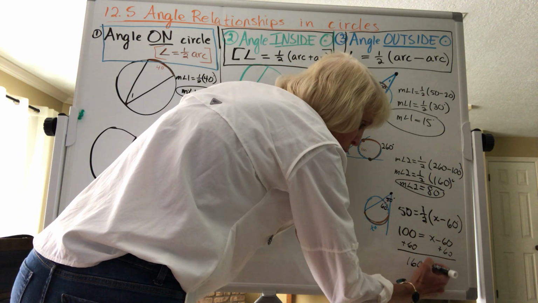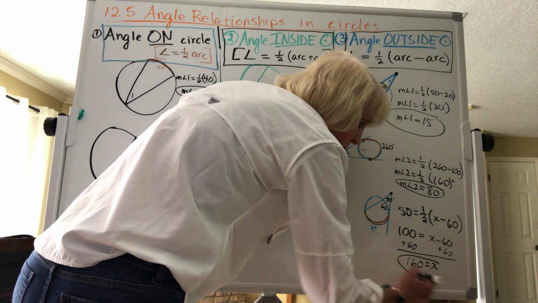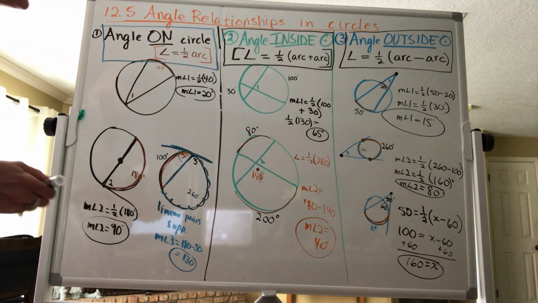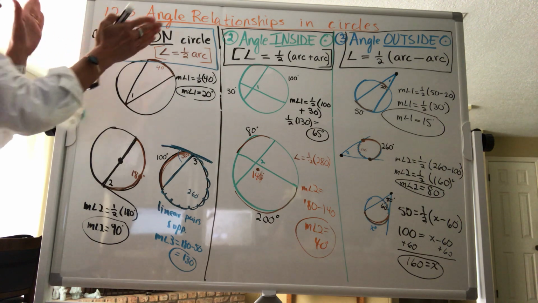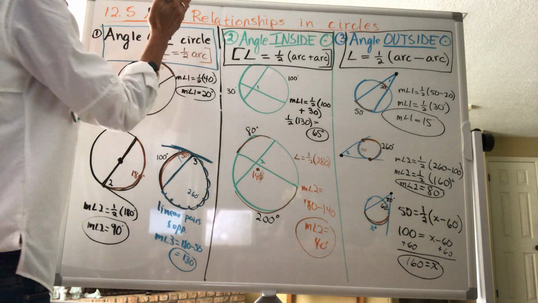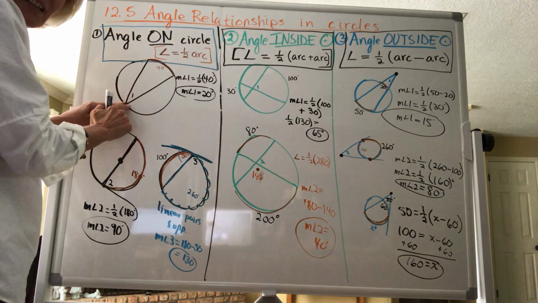Now I'm going to give you some more examples of that on the reteaches here. So the big idea that I want you to understand here is just look for those three things. Is the angle on the circle, just like the inscribed angle?